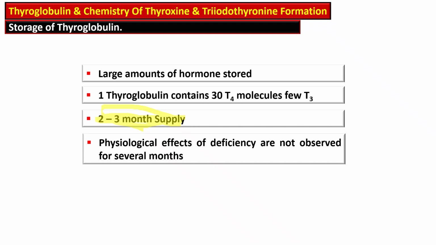So during the deficiency state, the symptoms are not immediate. Symptoms are often delayed for months. So this period offers a buffer period that protects the body from immediate hormone disruption.